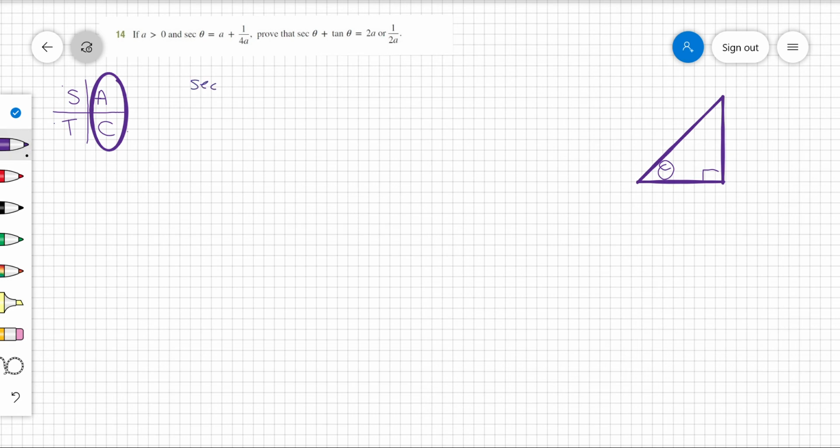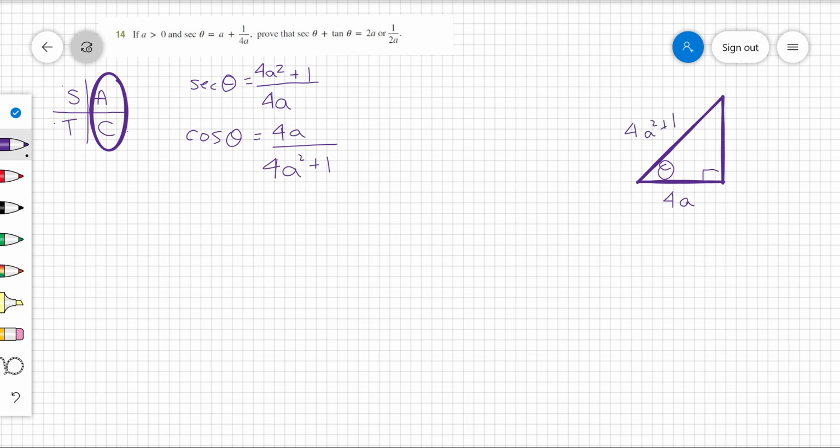The other thing I might do, because we like just one fraction, is make a common denominator of 4a here. That means I'm timesing a by 4a, so I get a 4a squared, and I've got the plus 1 on top. All right, so that is the reciprocal of cos theta. Now, if I turn it upside down, it's kind of easier for me to understand. So cos theta is the adjacent, which is 4a, over the hypotenuse, which is 4a squared plus 1.